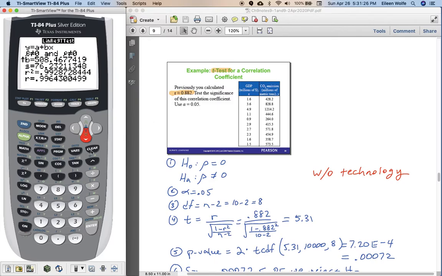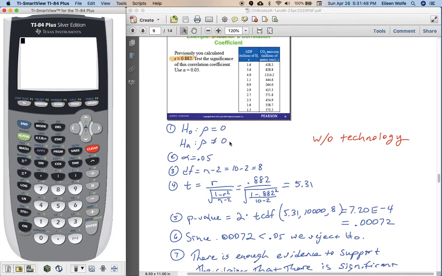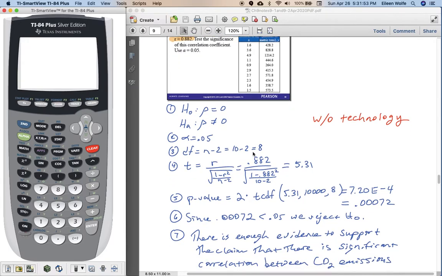So if my poor calculator right here died and I had to calculate the significance of the linear correlation without fancy technology, I could. So I have a test of significant linear correlation. I'm not so much worried about which one's the claim, but let's assume the claim is HA, that the correlation significantly differs from 0 if we're testing for significant correlation.